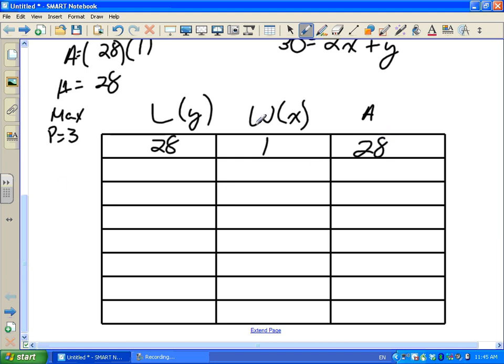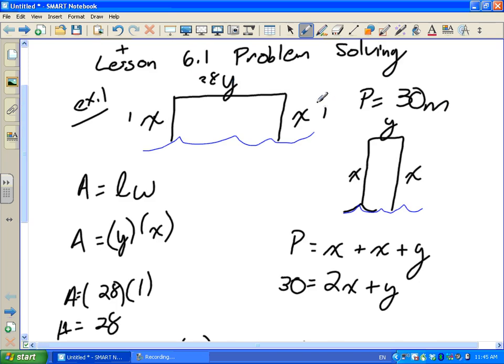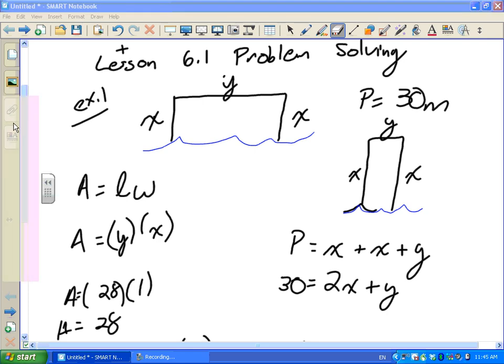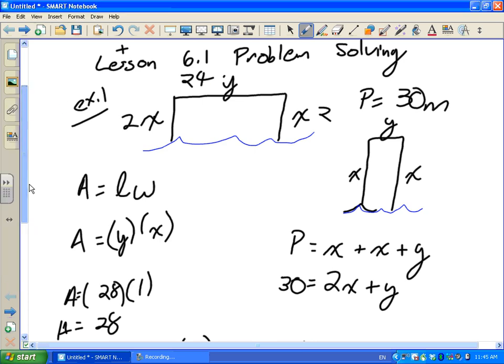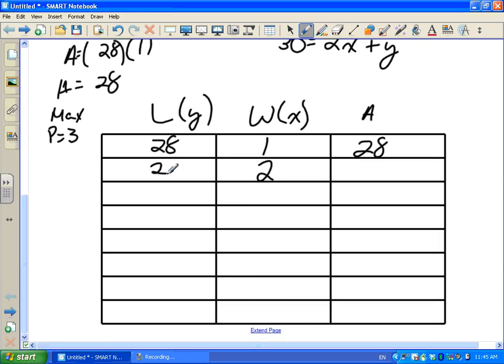Another one you could think of, if both my widths were 2, so let's get rid of these ones here. Two and 2. How long would my y be? 26, that's right. I've used 4 meters of fencing in that other case. So I'd have 2 and 26. What would the area be in this case? 52. Okay, I want you guys to go down this chart and fill it out.